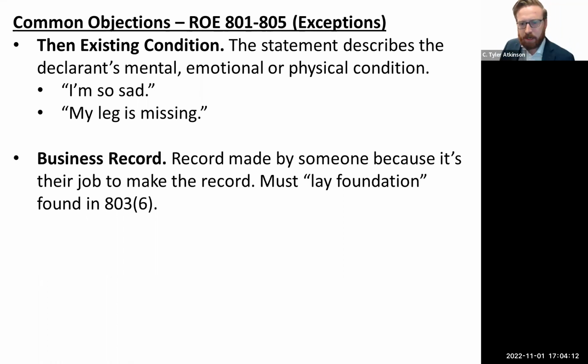A business record, a record made by somebody because it's their job to make the record. There's a few foundation steps that you have to lay. All of those questions are found in 803.6.